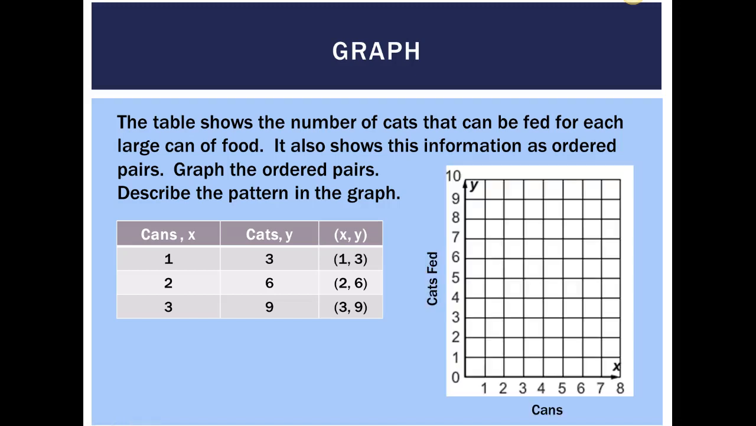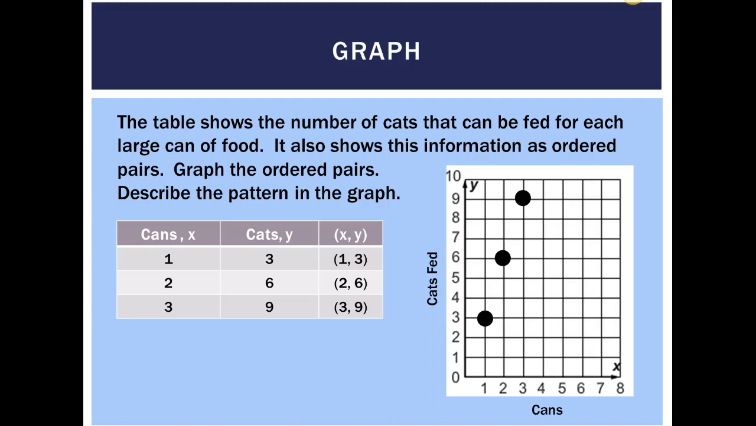If we are going to graph these ordered pairs on the coordinate plane, we'll first go to the x-coordinate of the first point, which means we'd start at 0, 0, and move over to 1 on the x-axis, then we would go up to 3 on the y-axis. Next we would go over to 2 on the x-axis and up to 6 on the y-axis. And finally we would graph 3, 9 by going to 3 on the x-axis and 9 on the y-axis.